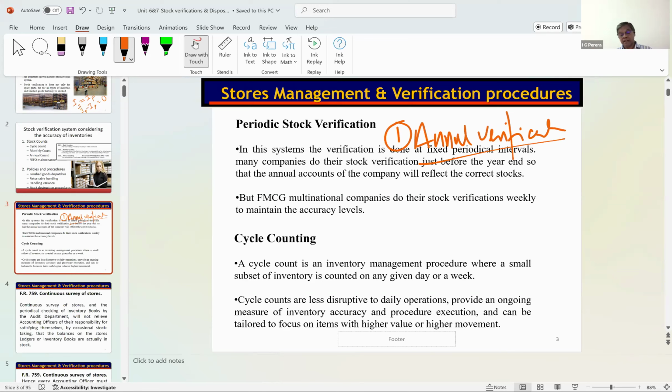Can somebody tell me why almost all the warehouses in Sri Lanka and many other countries do an annual stock verification? What are the main reasons for doing annual stock verifications? Anybody, please? What is the main reason? To prepare financial statements. Very good. That is the main reason, to prepare financial statements.